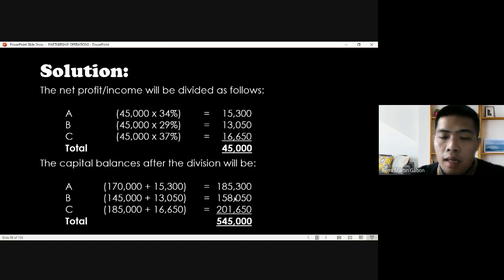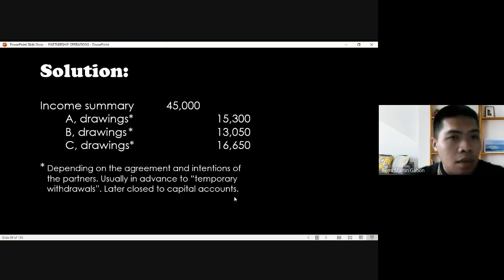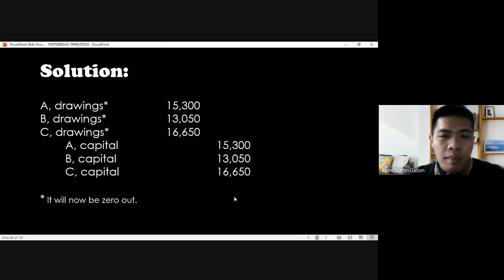Then next, the journal entry. You can close the distribution directly to the capital account, or you can have it credited muna sa drawings account. Then later on, after the accounting period, you debit the drawings account and credit the capital account. Same scenario lang yan. Ma-zero out yung drawings account at mag-increase yung capital account.